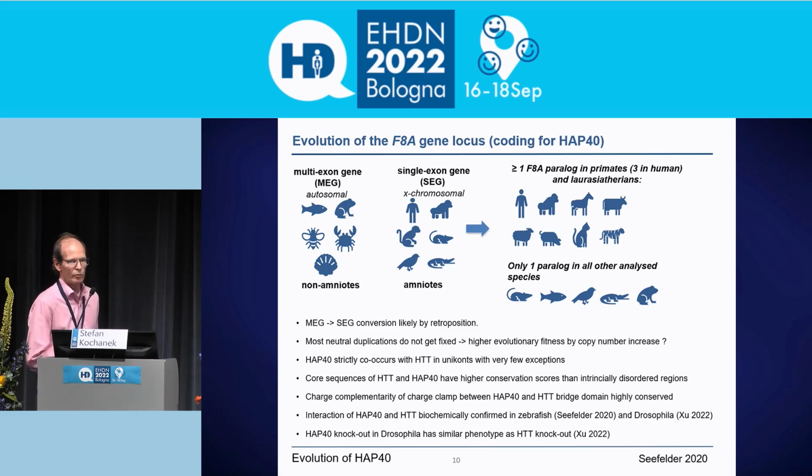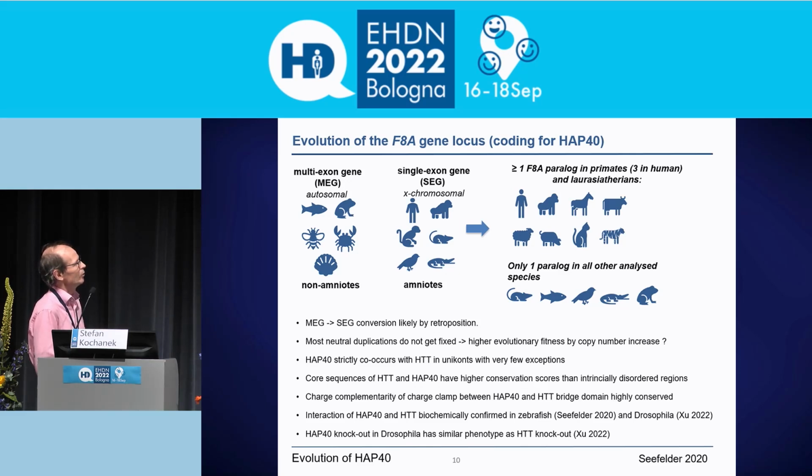What about evolution? Evolution, as we heard this morning, might give some sense on whether this protein might in principle be essential. So we looked at the evolution of the factor VIII gene locus, the gene which codes for the protein HAP40. And there are a few interesting things. First of all, in non-amniotes, the factor VIII gene is a multi-exon gene with at least 2 exons, or very frequently up to 15 exons.